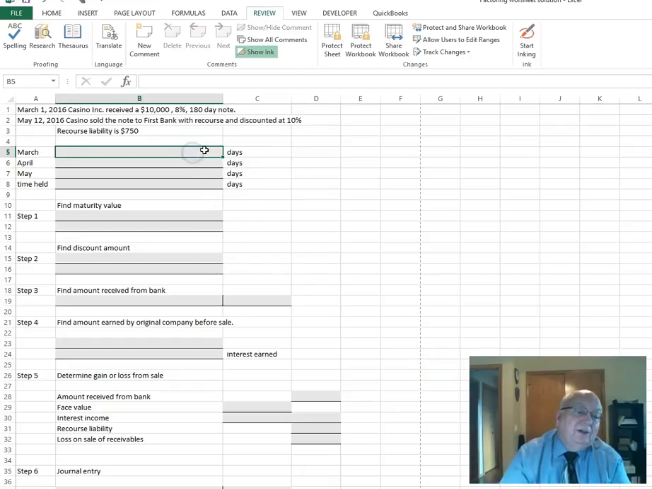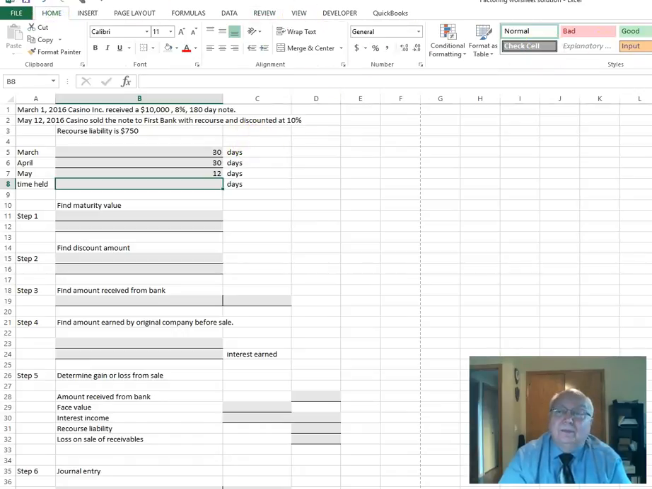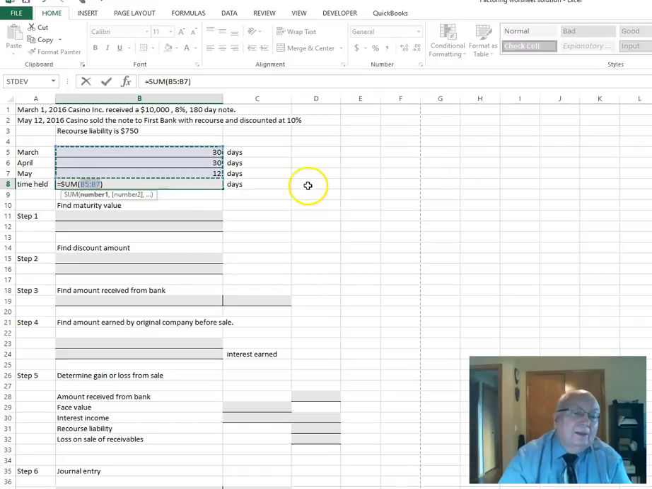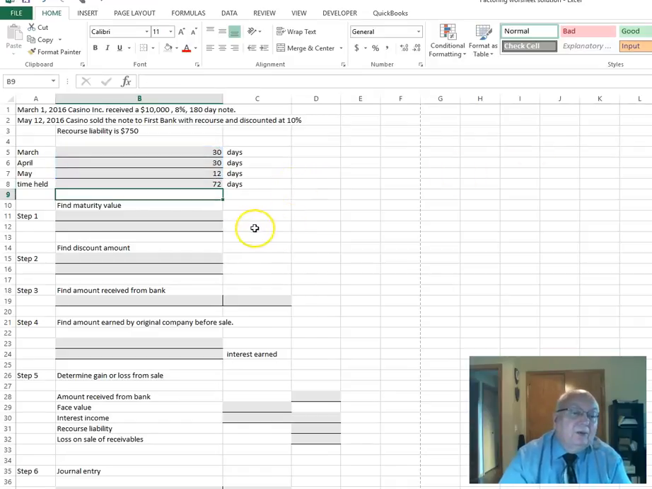So the first thing we need to do is actually determine how many days we've held the note. In March, March has 31 days, so we held it for 30. April, we held it for 30. In May, we had it for 12. So if we add these up, that will give you a total of 72 days.